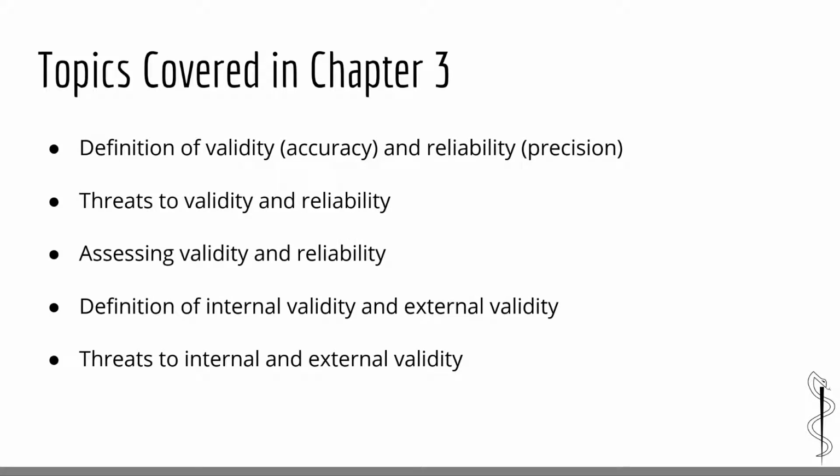Specifically, we're going to discuss the definition of validity or accuracy and reliability or precision. Then we're going to talk about the threats to validity and reliability. Next, we will go over how to measure or assess validity and reliability. After that, we will define internal and external validity. And lastly, we will finish off with an overview of the threats to internal and external validity.